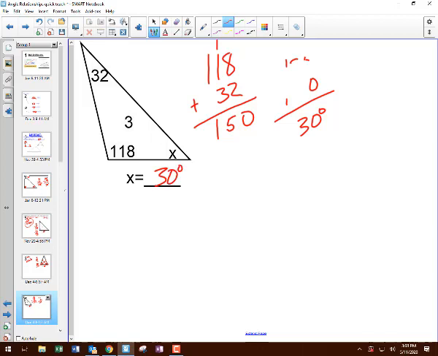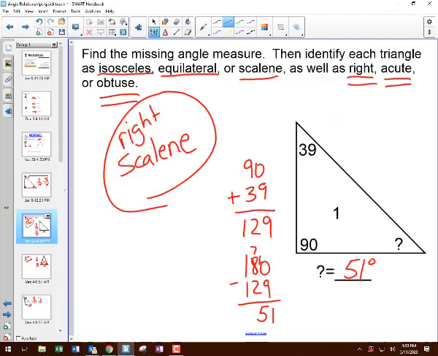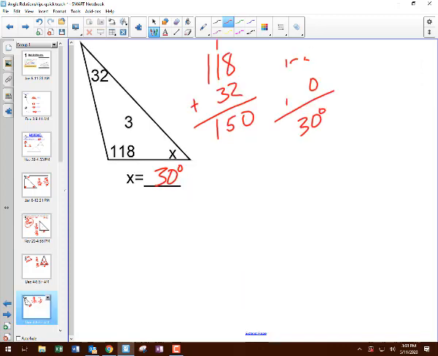Now I have to classify it. Here we're thinking again, isosceles, equilateral, or scalene. All sides are going to be different because all angle measurements are different. So this one's scalene. And then what do you see for angles? Only one obtuse angle can be present in a triangle. So this one would be an obtuse scalene triangle.